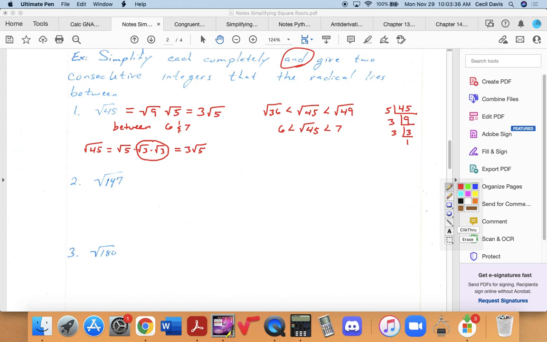So you can simplify it either of those two ways. If you can think of the largest perfect square that divides evenly into the number, it's always faster to do it that way. Sometimes that's hard though, as in our next example.